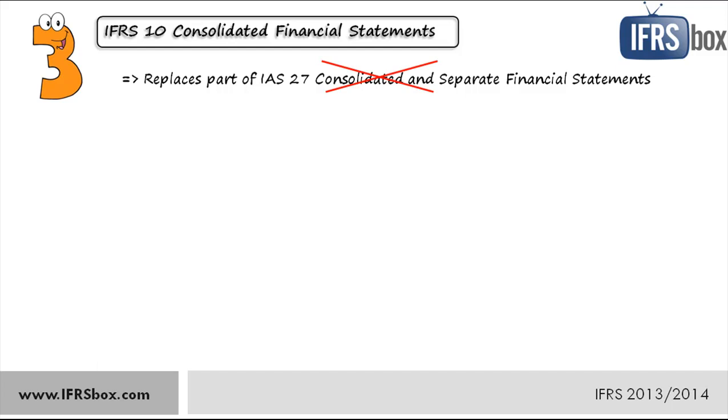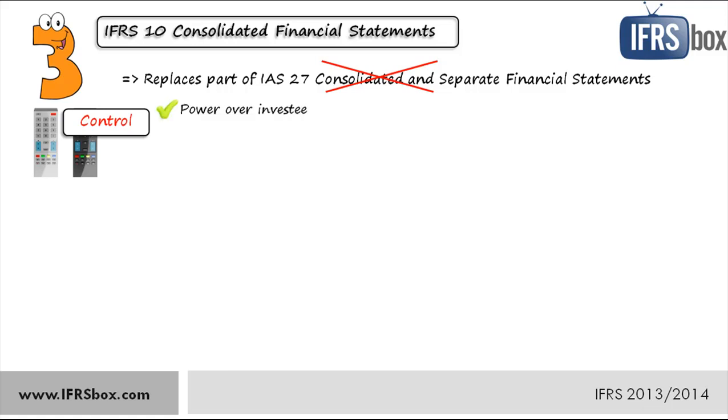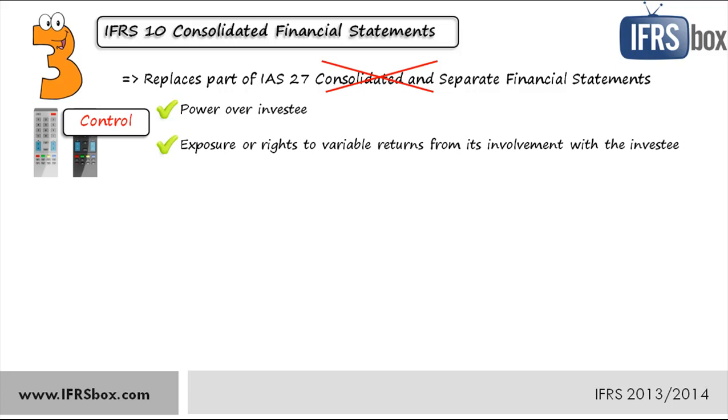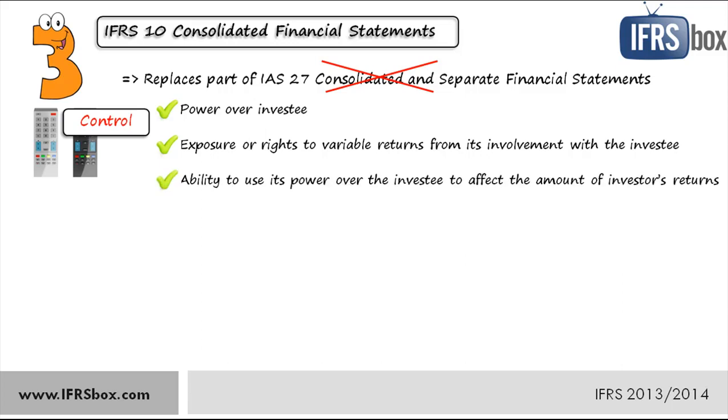The main change of IFRS 10 is the new definition of control. Control exists when an investor has all of the following. First, power over the investee. Second, exposure or rights to variable returns from its involvement with the investee. And finally, the ability to use its power over the investee to affect the amount of the investor's returns.